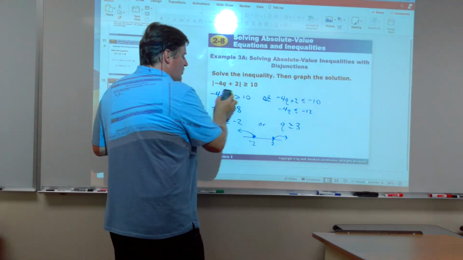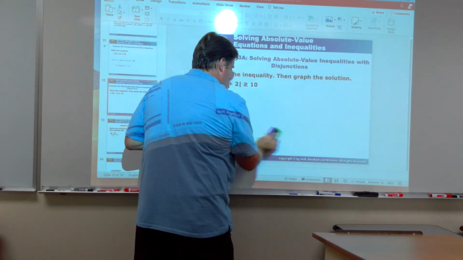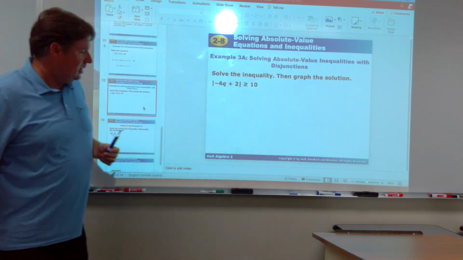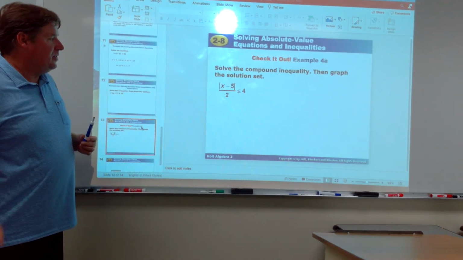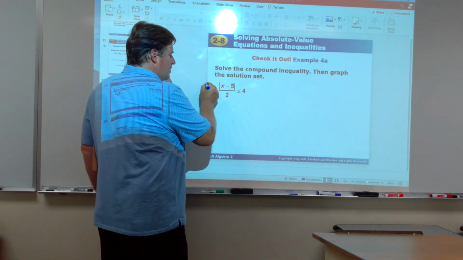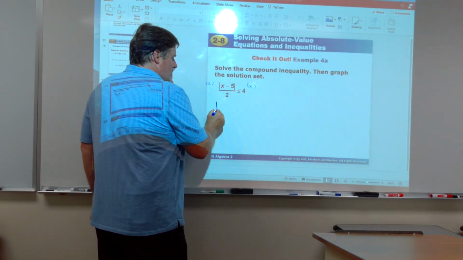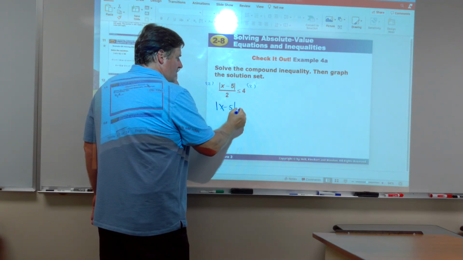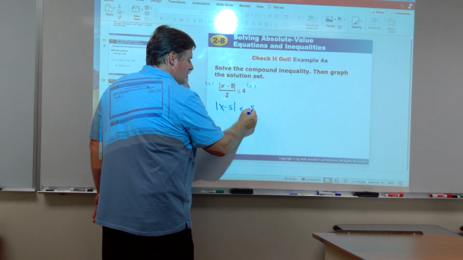This time the absolute value isn't by itself right away. Ooh, okay, that makes it a little more challenging. All right, here we go. Now this time the absolute value isn't by itself. So since we're dividing by 2, we're going to multiply both sides by 2. So we get the absolute value of x minus 5 is less than or equal to 8.